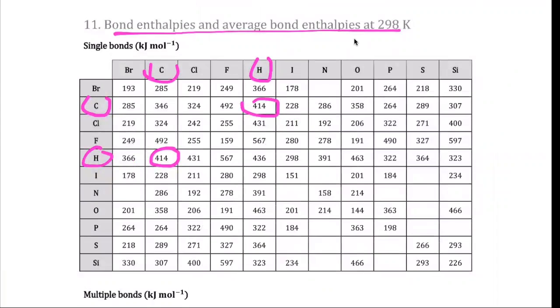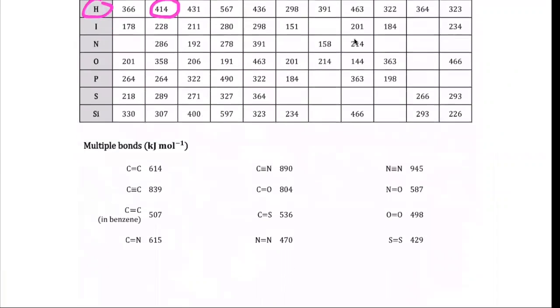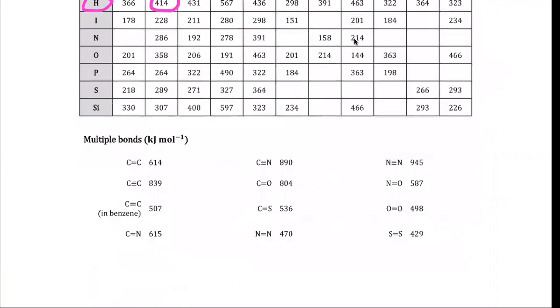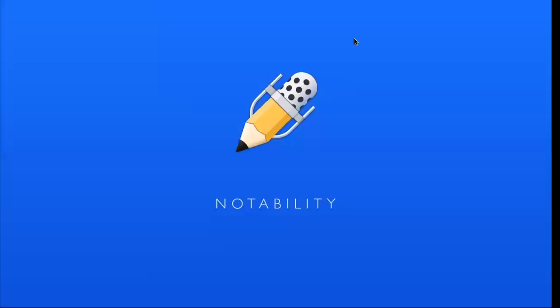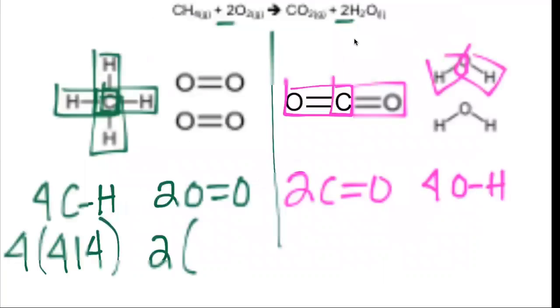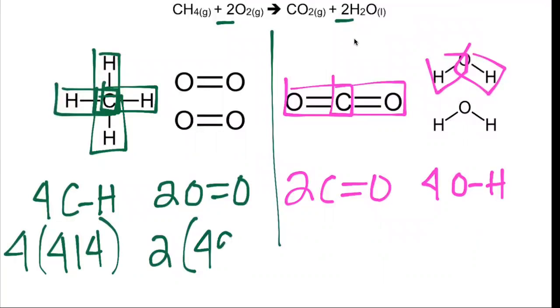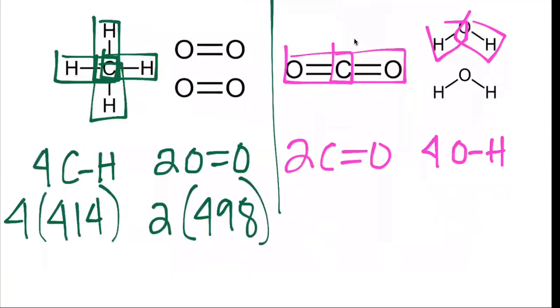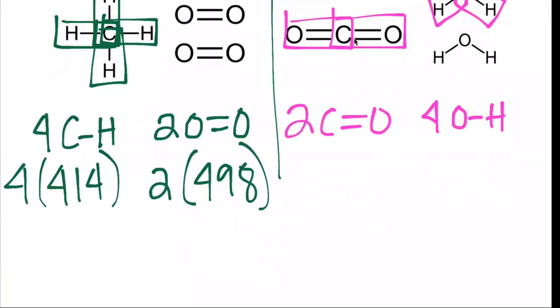What I want to do is I'm going to scroll down here. There's a list down here that have a few multiple bonds. And so if you have something that's a double or a triple bond, I want to look down here. And here is the OO double bond right here. Okay, it is 498. So I'm going to go back over here and write down 498. And so that's my reactant side. So 4 times 414, 2 times 498, and then I would add that together, okay, for the total.